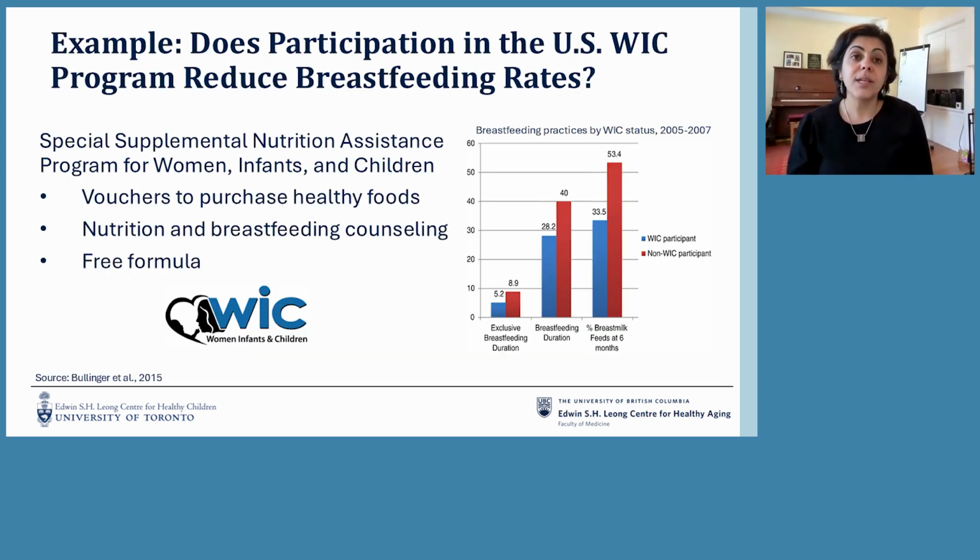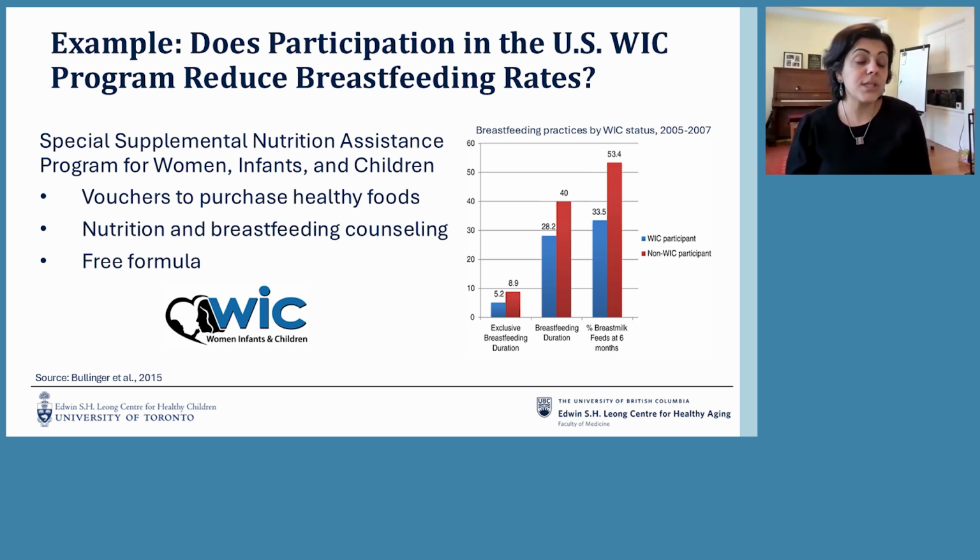As an example, let's say we're interested in whether participation in the US WIC program affects breastfeeding rates. For those who are unfamiliar with this program, WIC is also known as the Special Supplemental Nutrition Assistance Program for Women, Infants, and Children, and it targets low-income pregnant and postpartum women and children under 5. What it does is it provides cash to purchase healthy foods, it provides nutrition and breastfeeding counseling, and it also provides free formula to those who don't breastfeed.